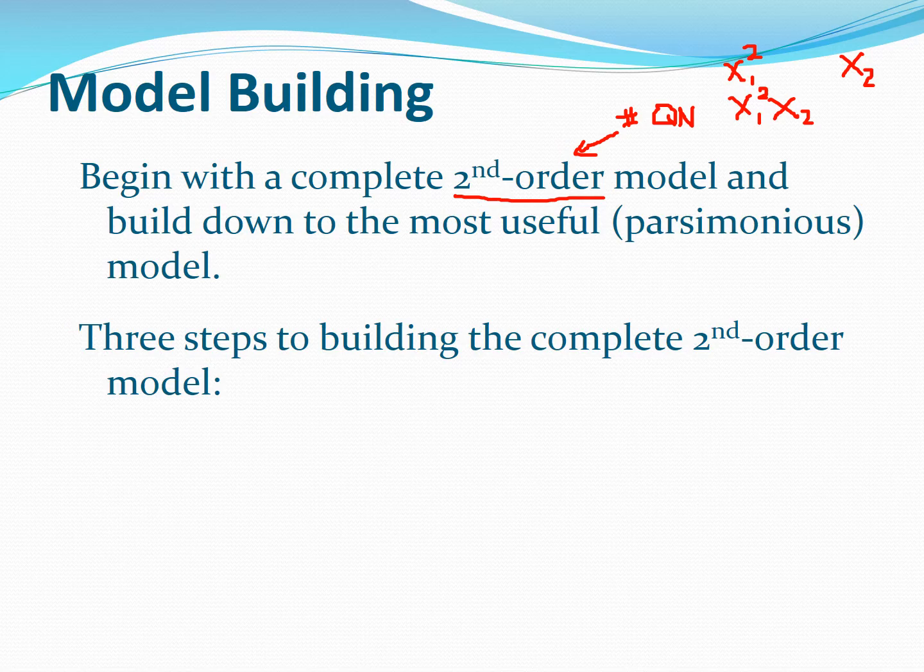And so there's really two different ways of doing this. There's called the hunt and peck method, where you just start building the model and say, well, let's put in x1 and let's put in x2 and let's put in this and let's put in that. And that's one way of finding the complete second order model, but there's a better way. And that's what I want to talk about here.